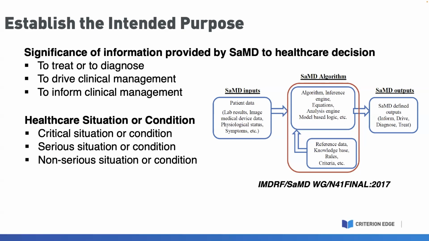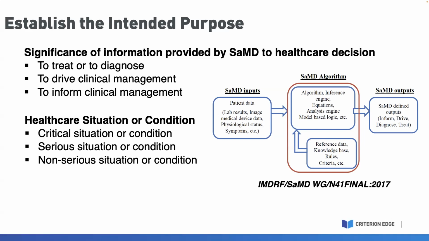So we want to focus in on two factors. Your software definition statement needs to make a statement about the intended use with regards to the significance of the information provided by the software in terms of the healthcare decision. So that's going to be things like the treatment, diagnosis, how it's being used to potentially drive or inform clinical management. The next one, the state of the healthcare situation or condition, is also going to be structured in terms of the level of severity for the clinical situation or condition.